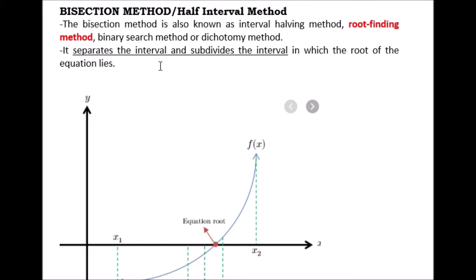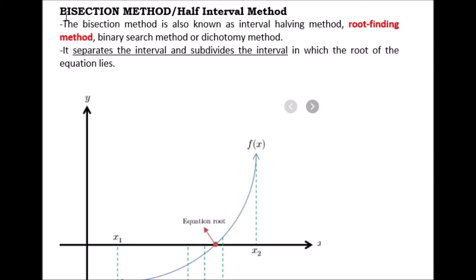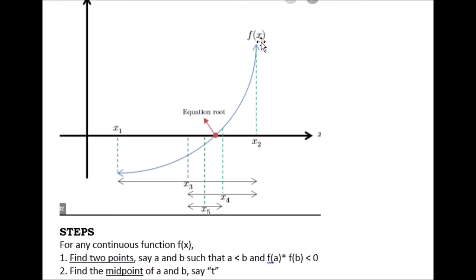Okay? So let us define this properly. So the bisection method is known as the interval halving method. You will know later kung bakit siya halving method, okay? And it is a root finding method. So kung before we are using the numerical method in finding the solutions, now ngayon we are going to use numerical method in finding the root of a certain equation. Okay? It is a binary search method or dichotomy method. So ang pinaka-step ng ating bisection would be it separates the interval and subdivides the interval in which the root of the equation lies. So say for example, we have this equation.